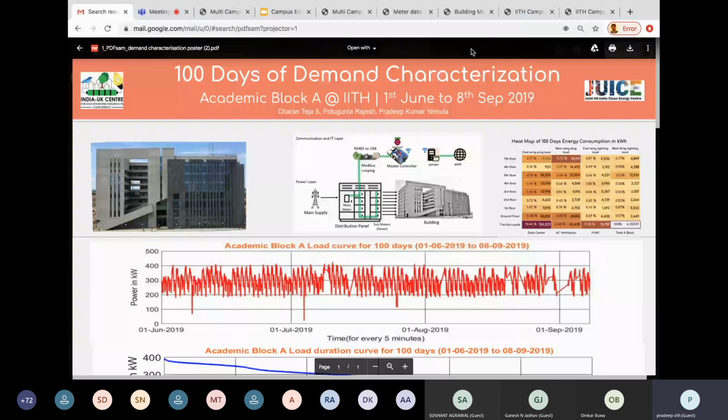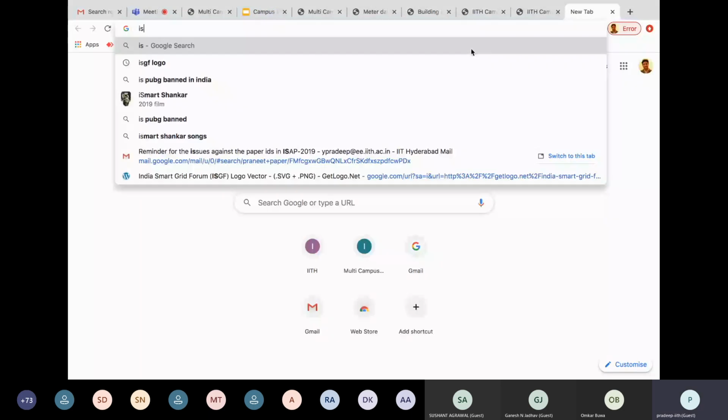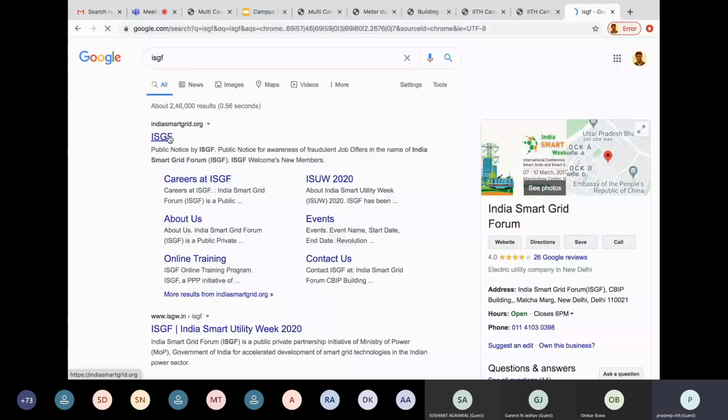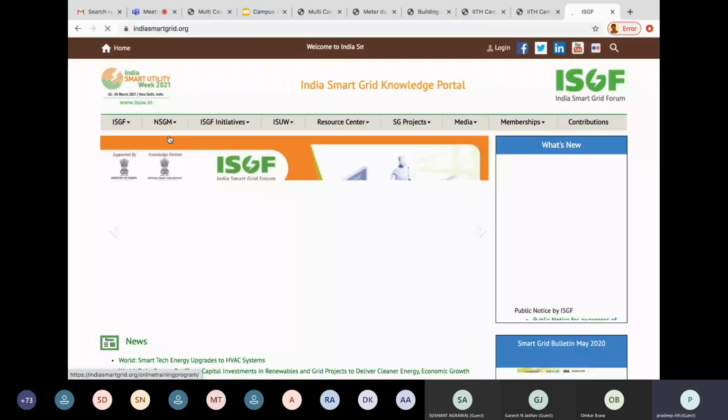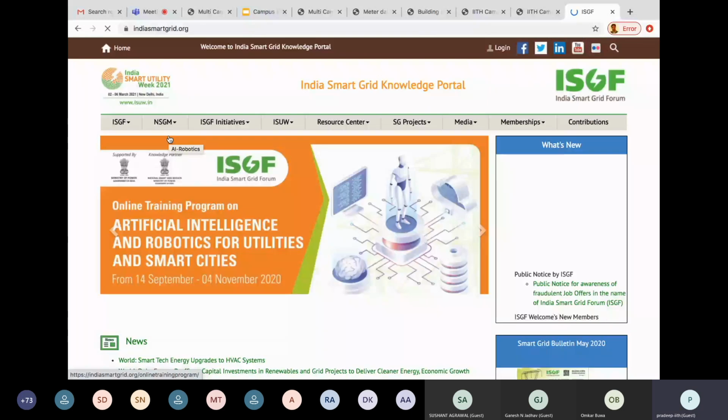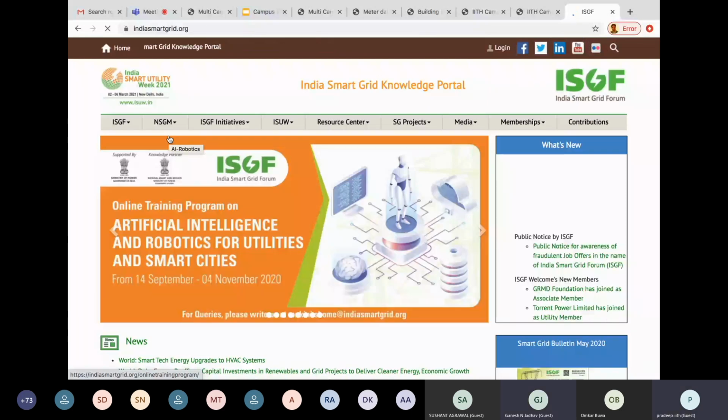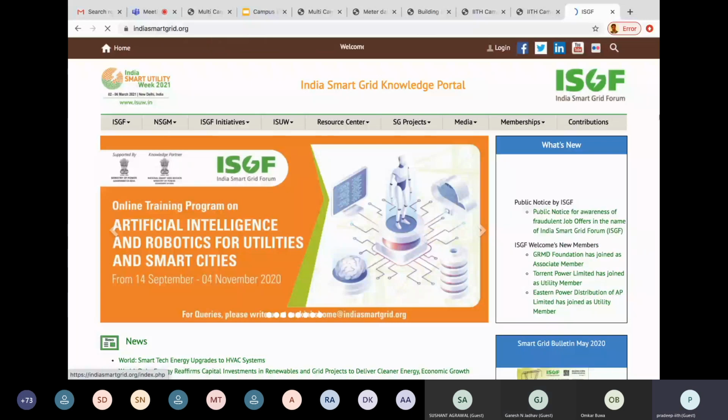You simply type ISGF and go to their website. This is called the India Smart Grid Knowledge Portal. I hope you are able to see this. Are you able to see this website? Yes, sir. The first interesting thing you can see is down there is a news section.